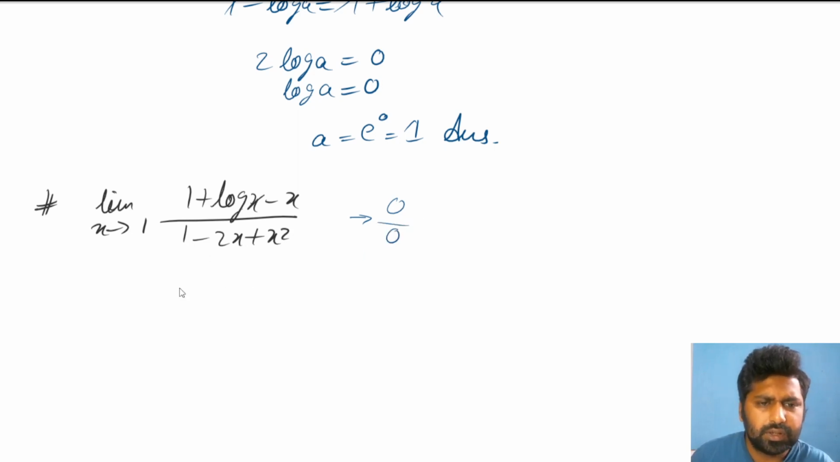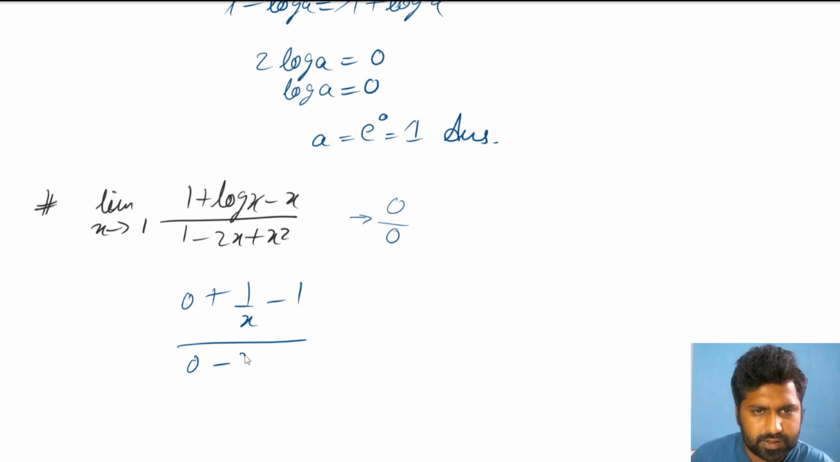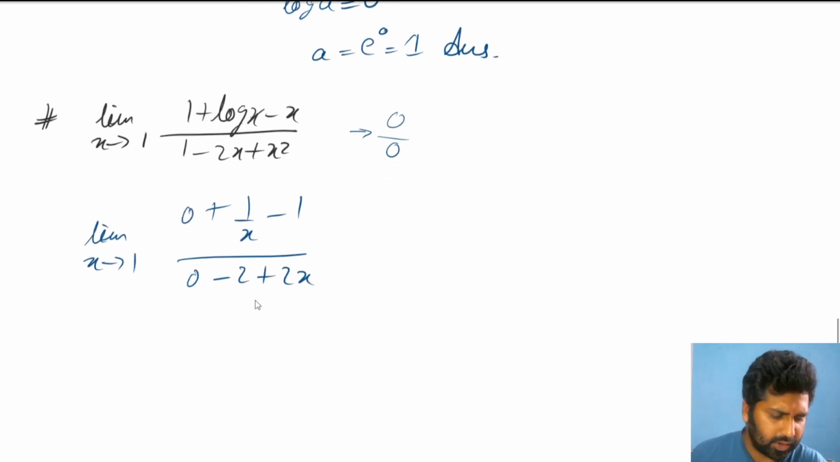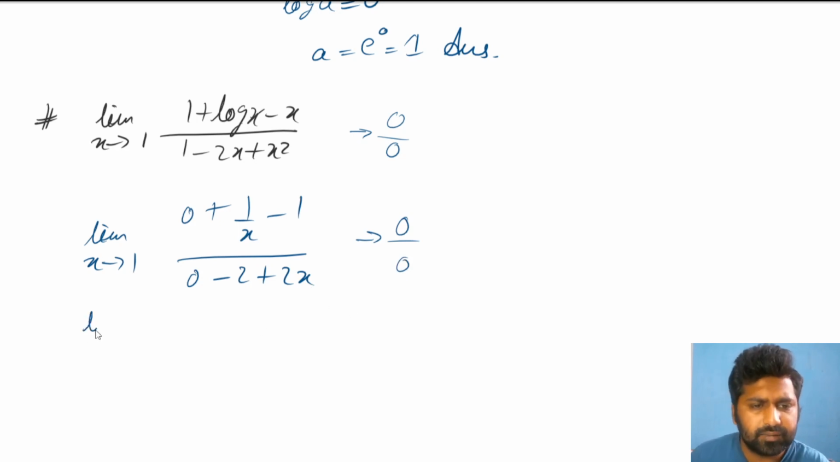Let's differentiate. Differentiation of 1 is 0, plus log x differentiation is 1 by x, minus 1, upon 0 minus 2 plus 2x. Differentiating numerator and denominator both, the limit should still exist. Limit x tends to 1. Let's see if direct substitution works now or not. If we put x as 1, still the numerator is becoming 0 and the denominator is also still 0.